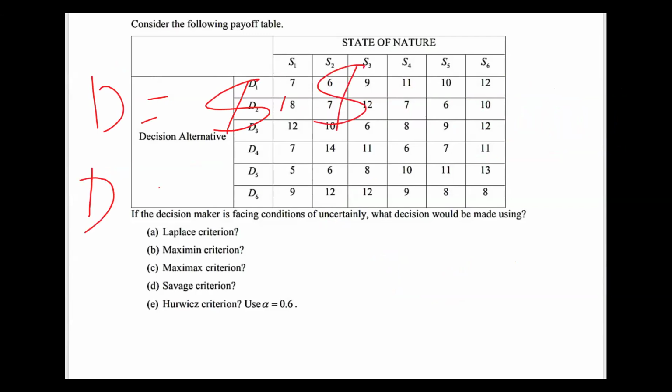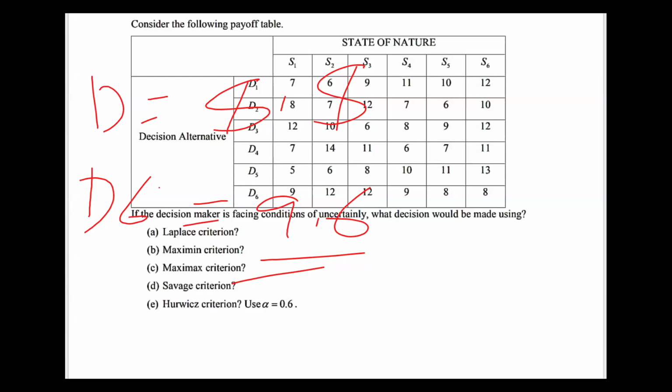Let's do decision number 6, the last one. Okay, 9, 12. What do you get? 9.6. All right, 9.6. So you look for the highest score, right?